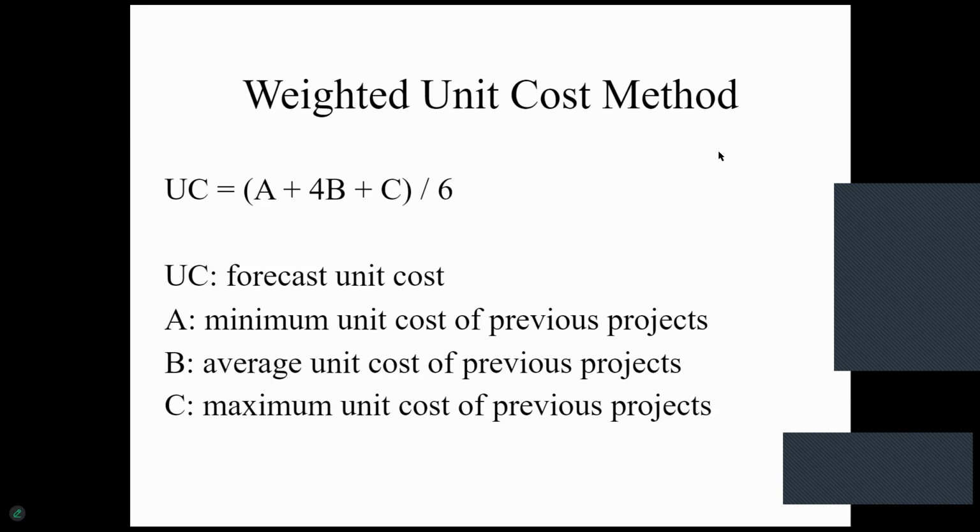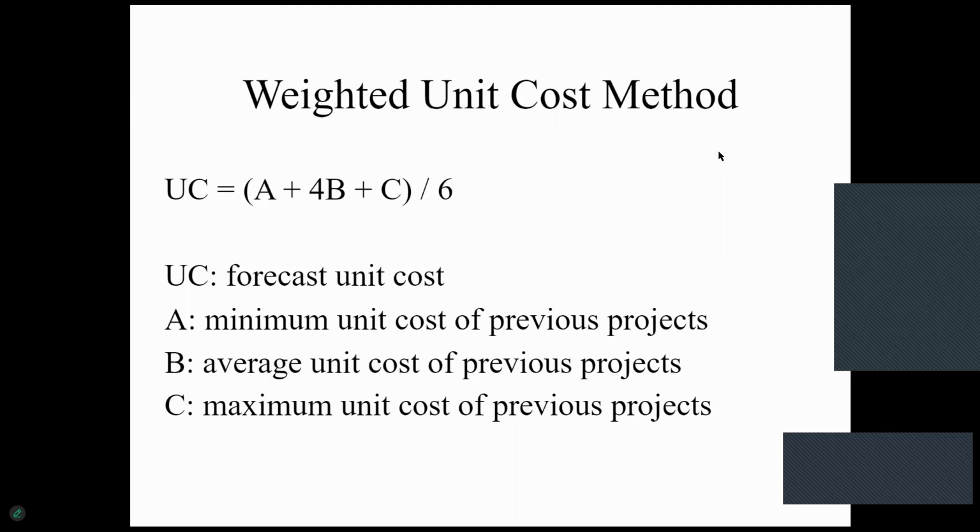Take it carefully. A is the minimum unit cost of your previous project. What is unit cost? For example, you are going to build multiple houses. How much does it cost for each house? So each house is a unit cost, and multiple houses is your total cost, right?